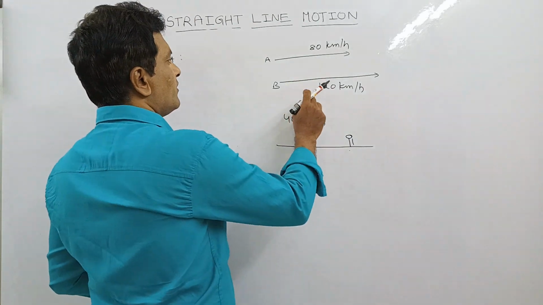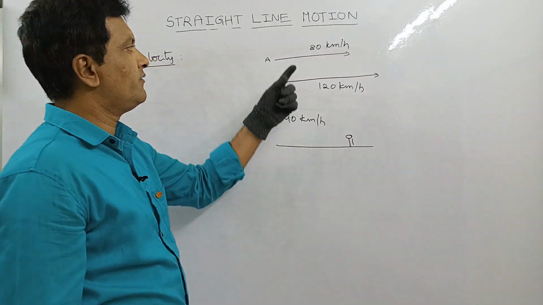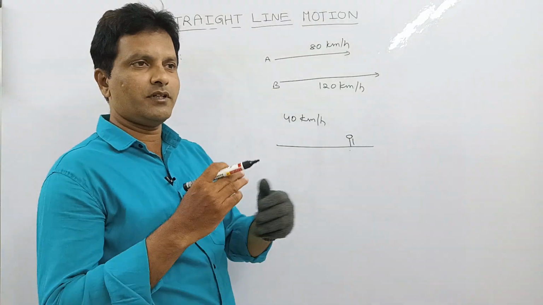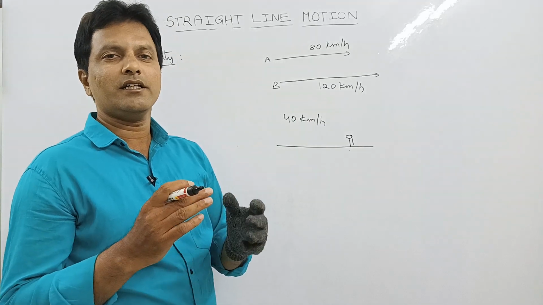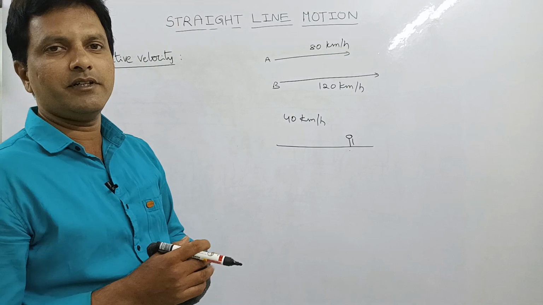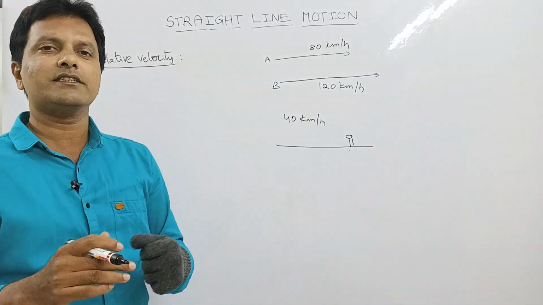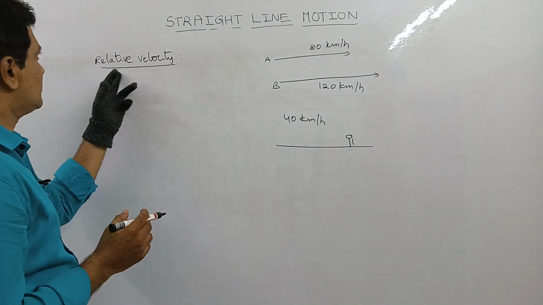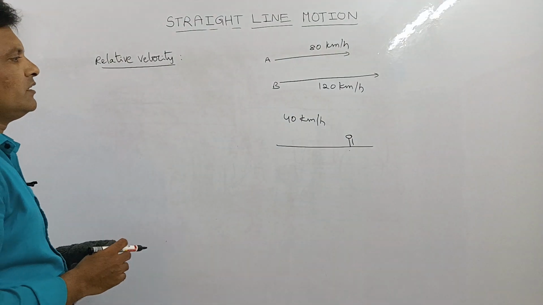But the relative velocity is what the people sitting in both cars observe of one another, the difference of velocities between these two cars. That is called the concept of relativity. There is a comparison. That is called relative velocity.